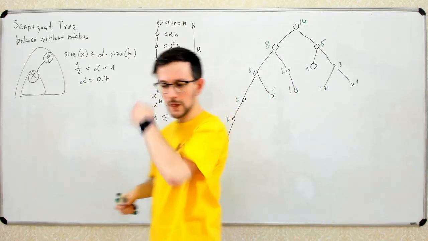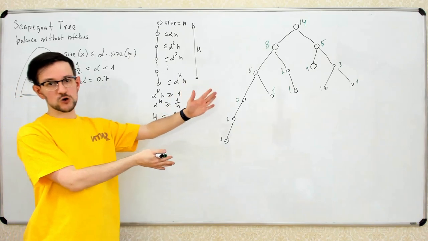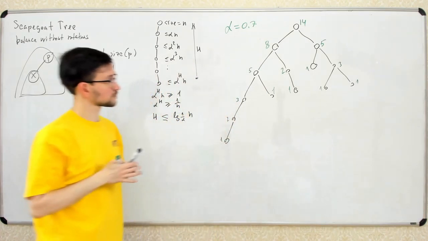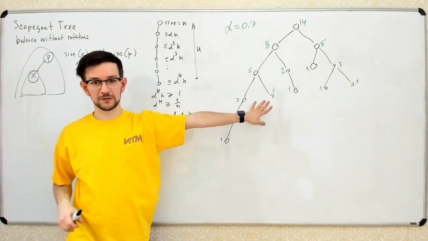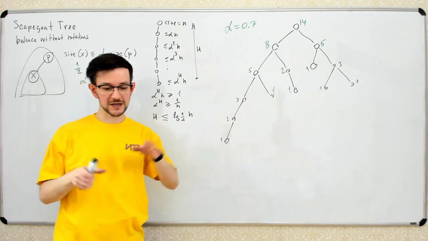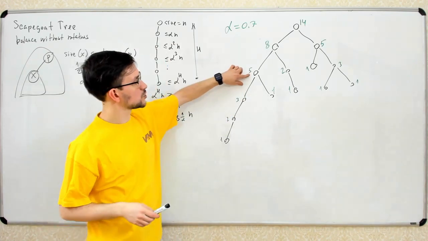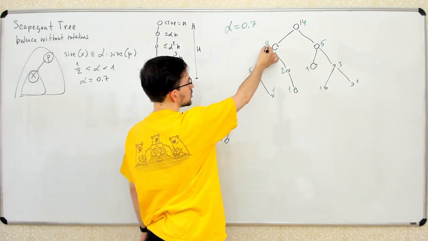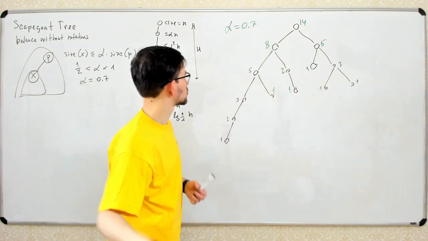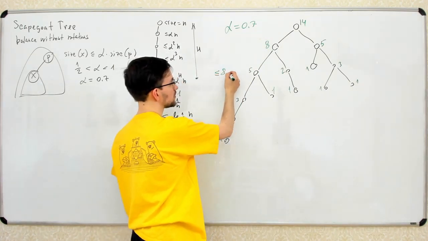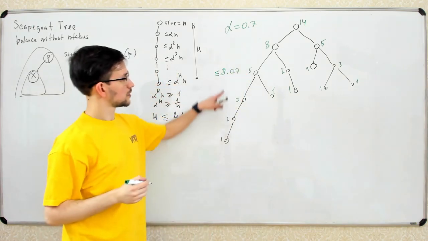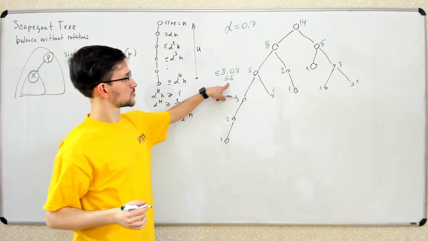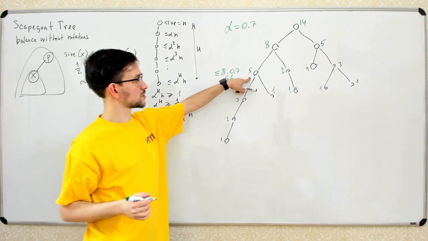Okay, again, let me show. This tree is a valid scapegoat tree for constant alpha equal 0.7. So for this constant, this is a valid scapegoat tree. Why is this a valid scapegoat tree? Because if we take each node and look at the size of this node and size of the parent, yeah, so here we have 8. So the size of this node should be no more than 8 multiplied by 0.7. 8 multiplied by 0.7 is 5.6. So 5 is less than 5.6. So this node is valid.